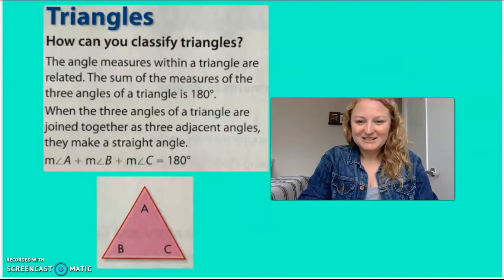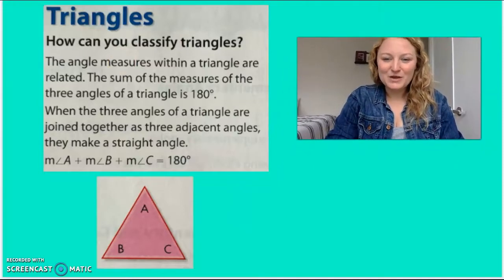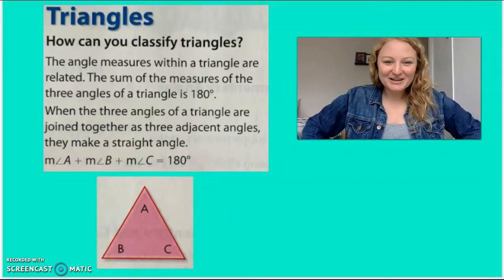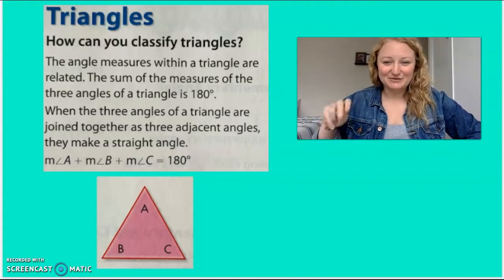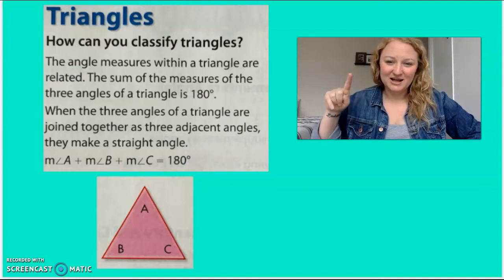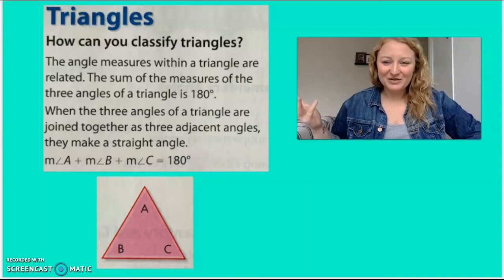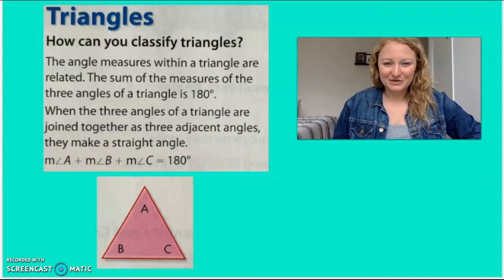All right, today and tomorrow, we are going to be talking about triangles. And like I said on the very first slide, there are two ways to classify triangles: by the length of their sides, a triangle has 3 sides, or by their angles. A triangle also has 3 angles.